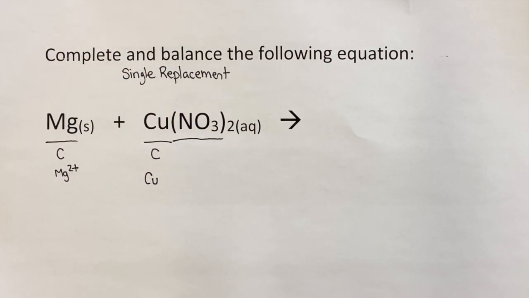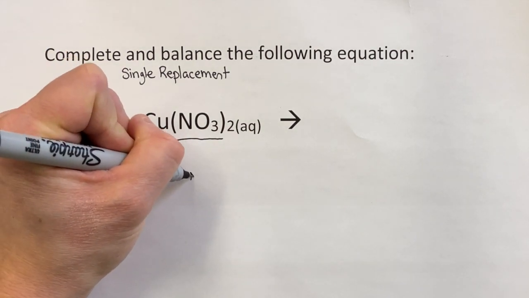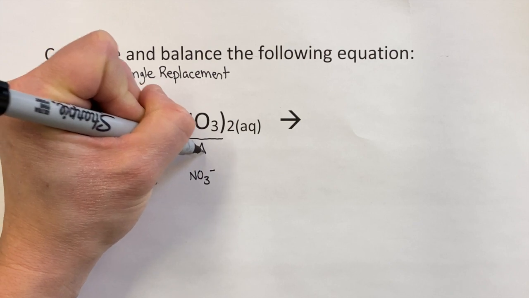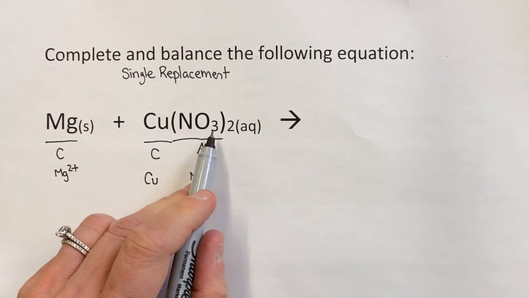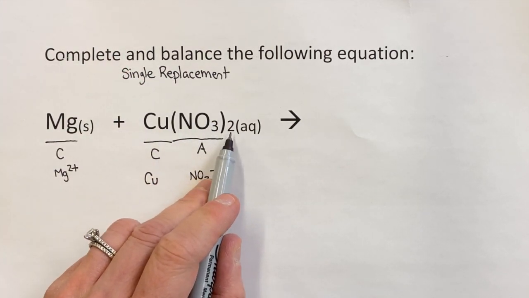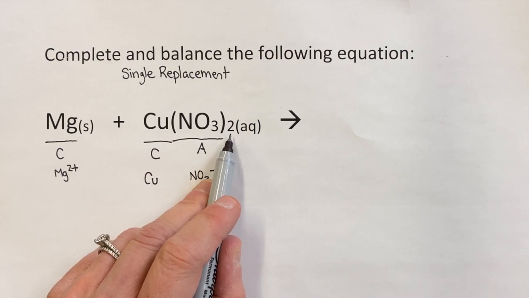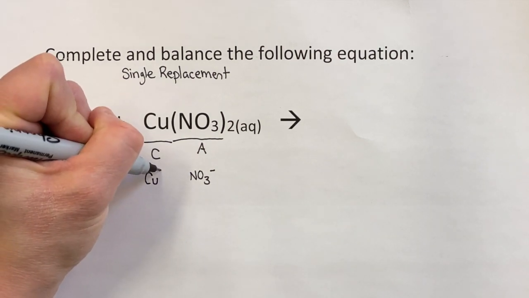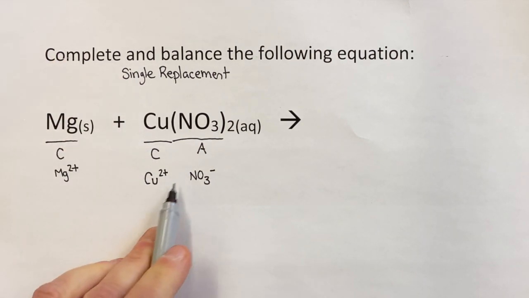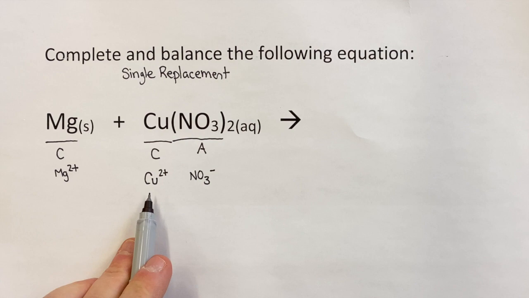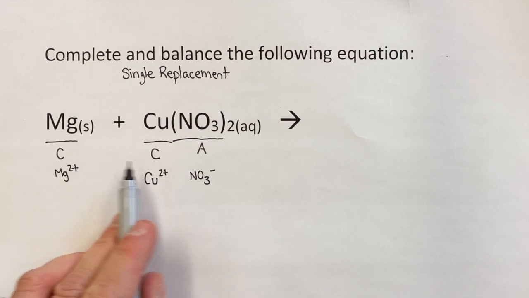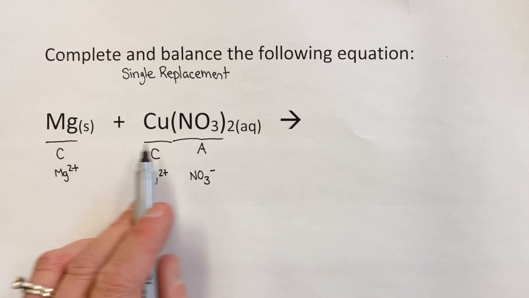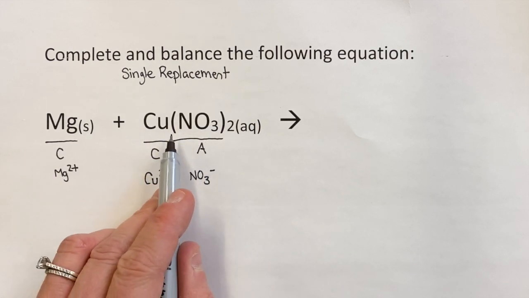Nitrate is NO3-, so therefore it's an anion. So each nitrate has a charge of 1-. Since there's two of them, the overall charge is 2-. Since there's one copper, its charge must be 2+. So I know the version of copper I'm using is 2+. Remember that two cations can't form a compound. Therefore, the magnesium cation must form a compound with the nitrate anion.